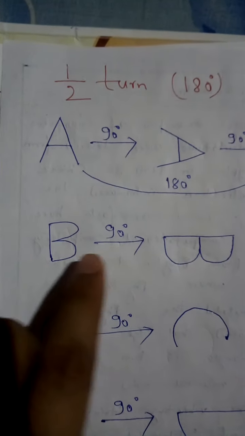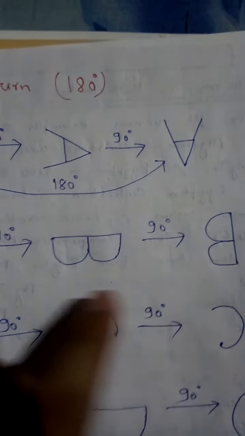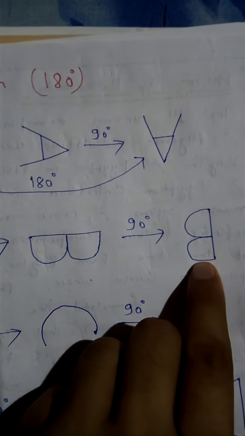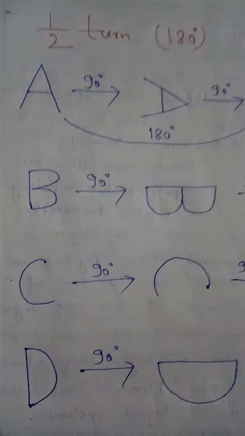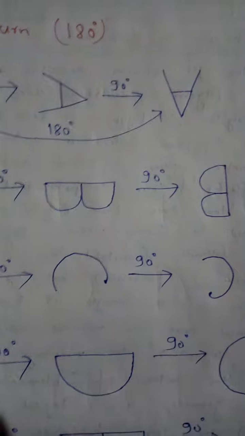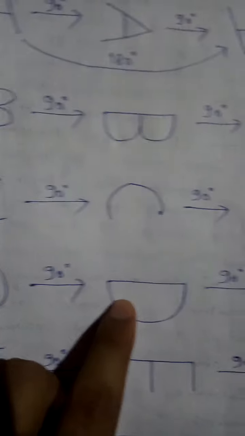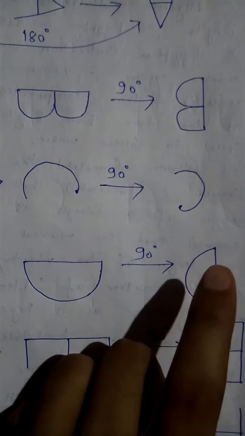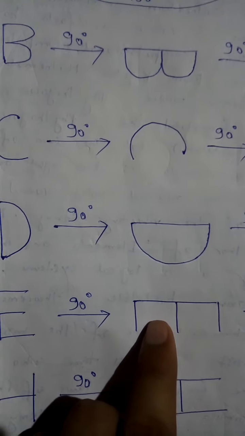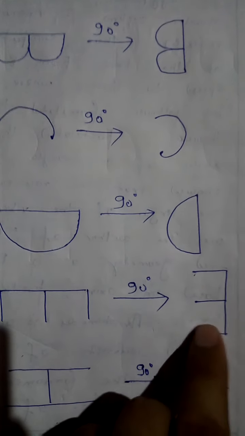Similarly B, after 90-degree, it looks like this, and again after 90-degree, it looks like this. So directly B, after 180-degree, it looks like this. Similarly C, first one is 90-degree, again this one is 90-degree. So this is 180-degree turn. D, this one is 90-degree turn. Again this one is 90-degree turn. So 90 plus 90, 180-degree. E, this is 90-degree turn. Again this one is 90. So this one is 180-degree turn.